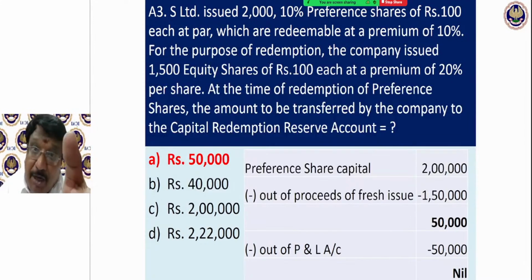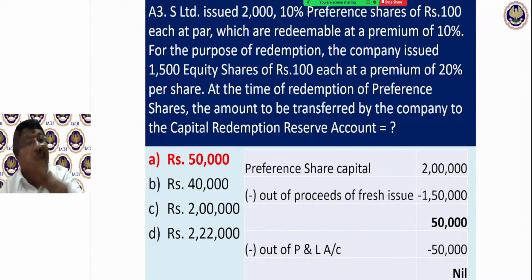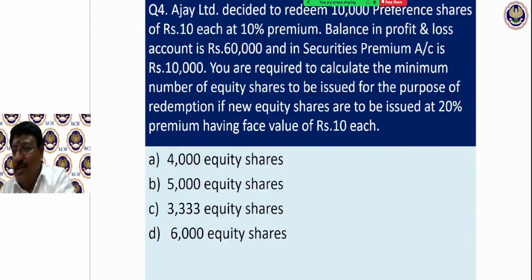Maybe the premium that you're paying on redemption of preference shares can be adjusted out of that 20% that you're collecting as securities premium. But you should take only the nominal value. If you reduce 1,50,000, the balance 50,000 will have to be collected out of profits. Okay. Now a reverse question. A similar reverse question. This is a reverse question.